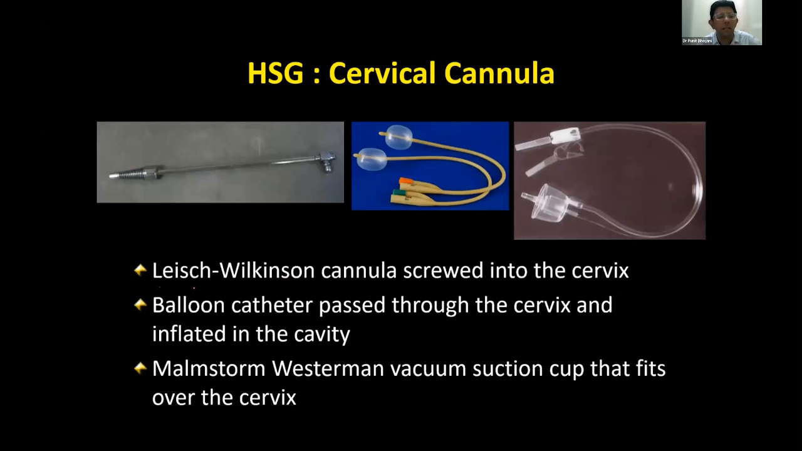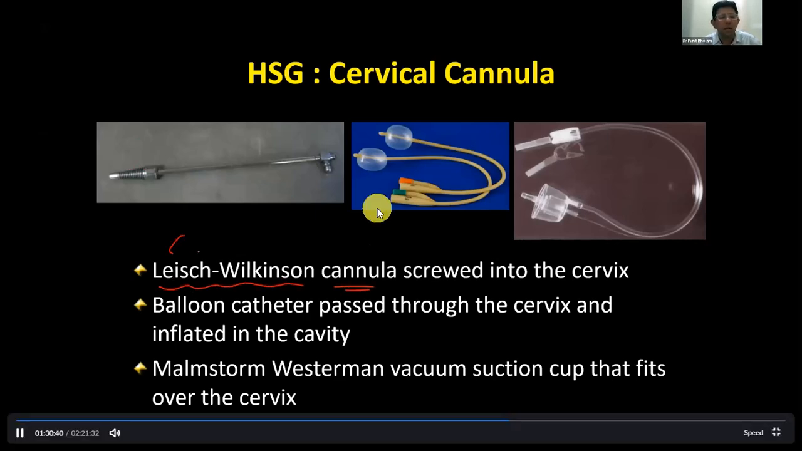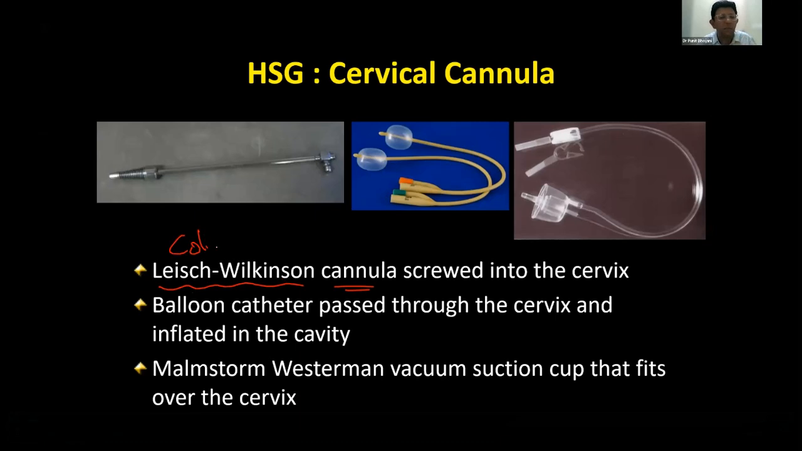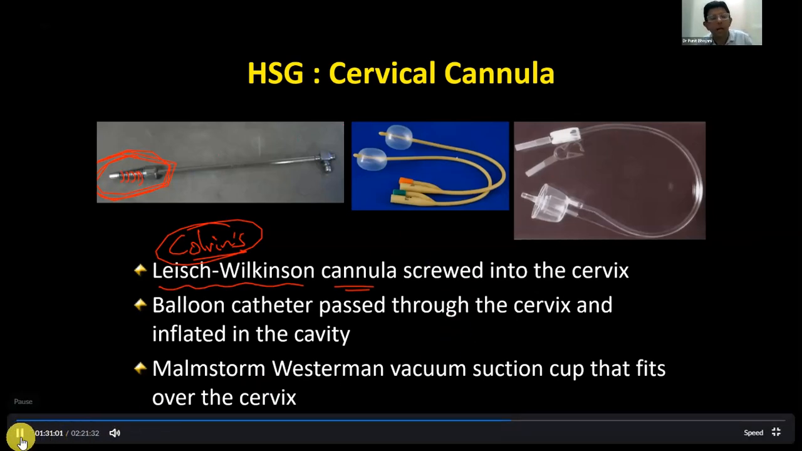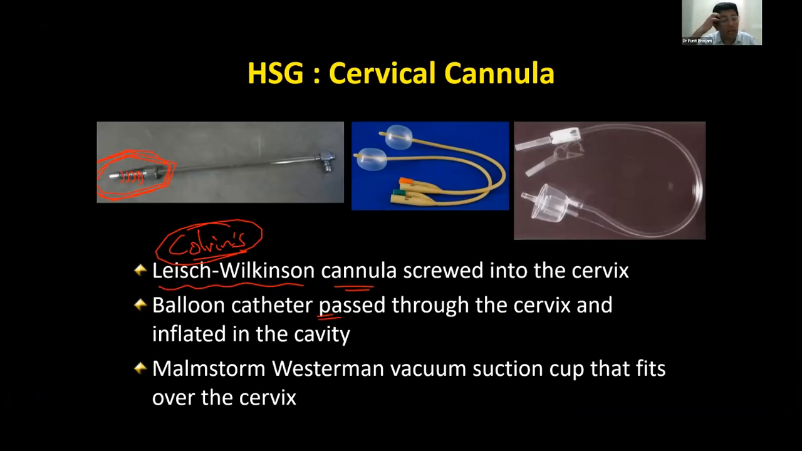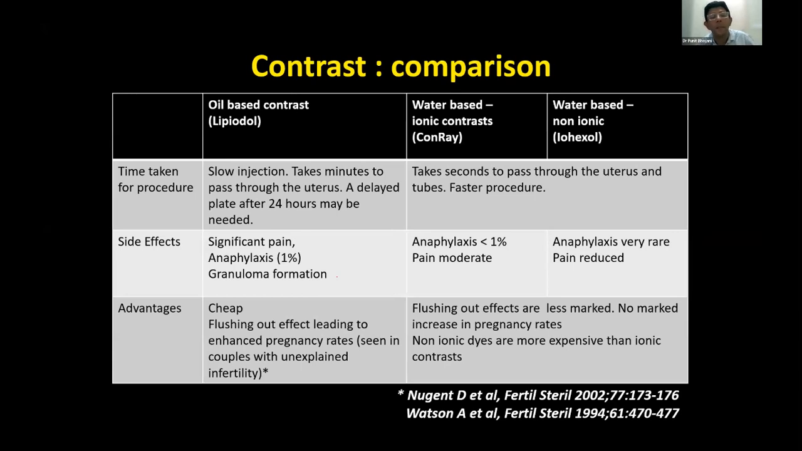This is the Leach Wilkinson cannula, also called the Colvin's cannula. You will have to identify this in your exam. Can all of you see the serrations? So you'll have to say that this is an HSG performed with a Colvin's cannula. Of course, various catheters are available today, and balloons are also available, and HSG catheters are available also.